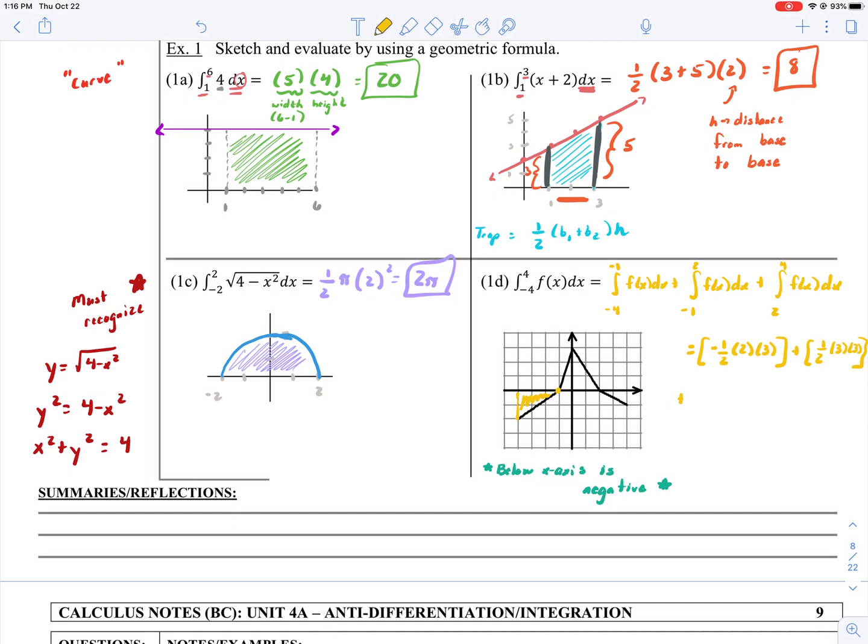Got one more. From 2 to 4 is also below the x-axis. So -1/2. And then base of 1, height of 2. And now I have to get my values in. So the first bracket is going to give me -3. And then plus 9/2. And then -1. So you end up with -4 plus 9/2.